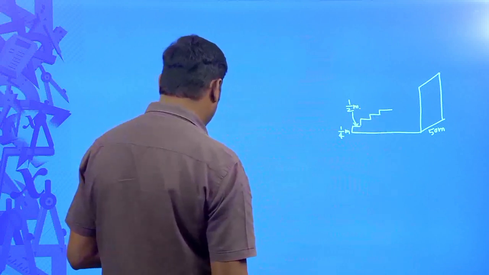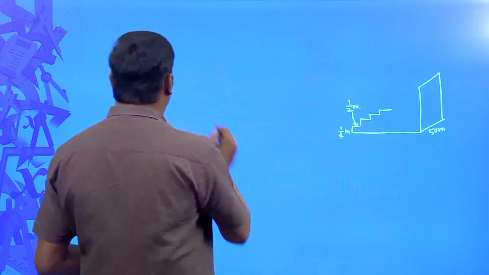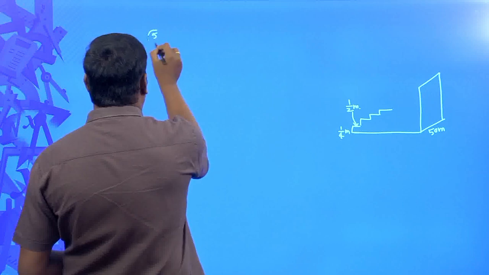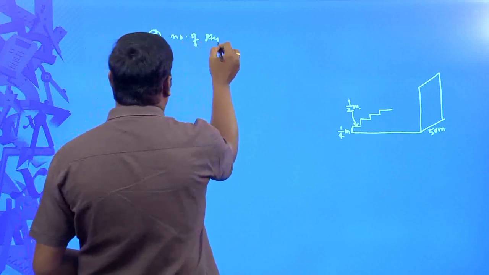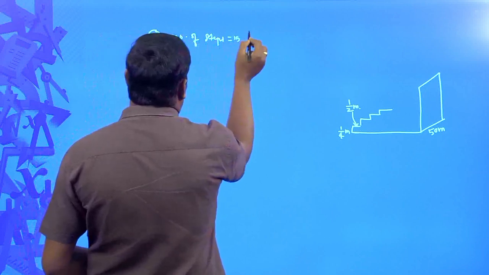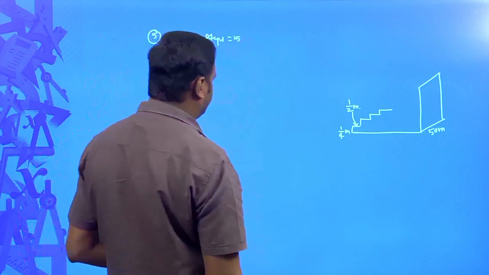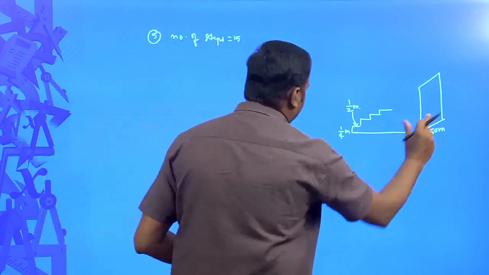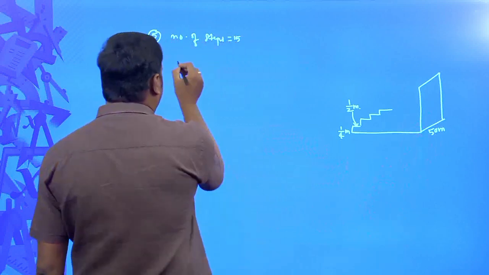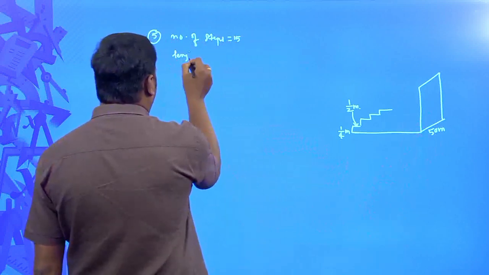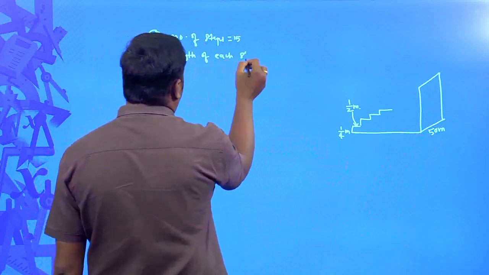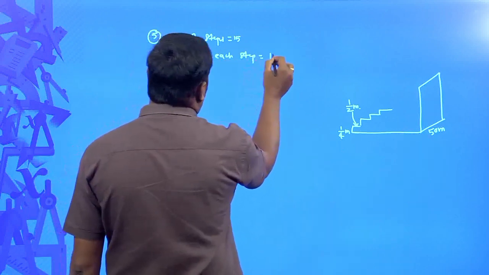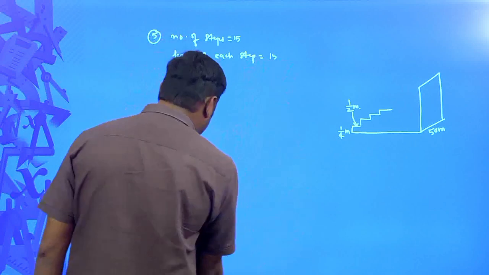The total number of steps are going to be 15 steps. So, the number of steps is going to be 15 steps. Total number of steps is equal to 15. And here we need to understand one thing, that the length of each step is equal to 50 meters.